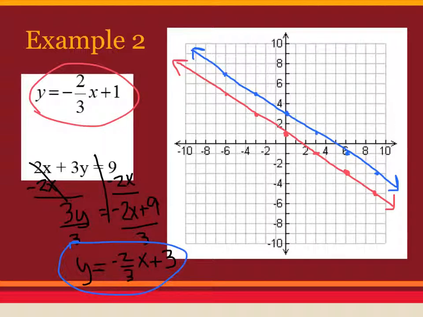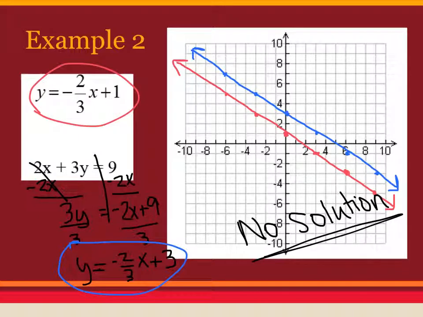If they have different y-intercepts, they're going to cross the y-axis at different points. We're looking for where these two lines intersect, and we notice that these two lines will never intersect. Parallel lines do not intersect. So we would say that there is no solution. A solution is an ordered pair where they cross or intersect that works for both equations.